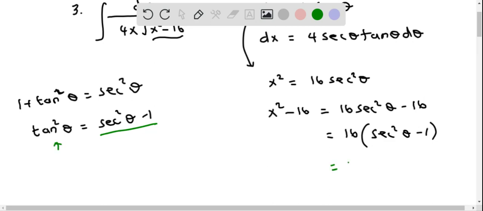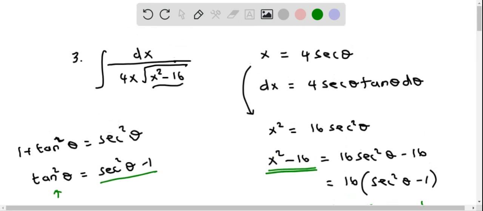So let's do it here. This becomes 16 times tangent squared theta. That is, we now replace this expression as 16 times tangent squared theta. We will also write 4x. So this gives 4x equals, we multiply both sides by 4, 16 secant theta.